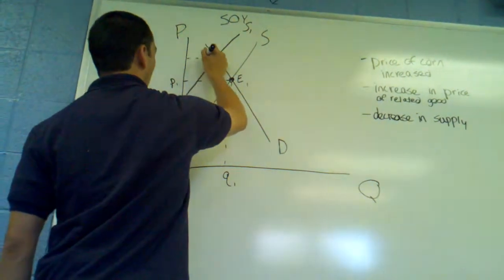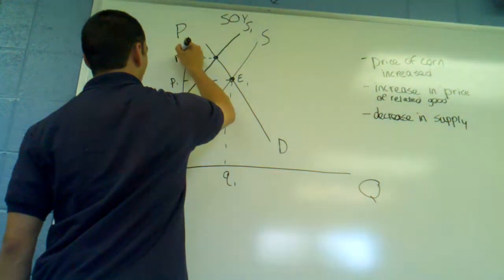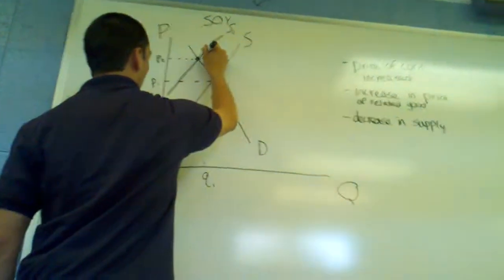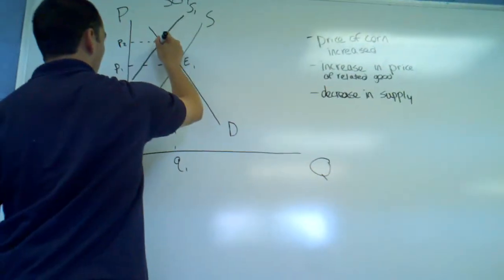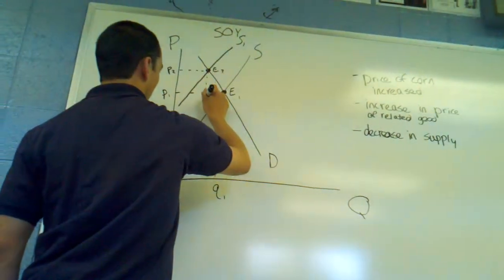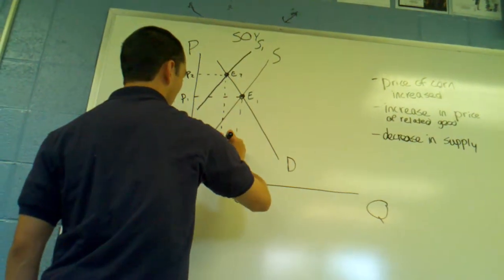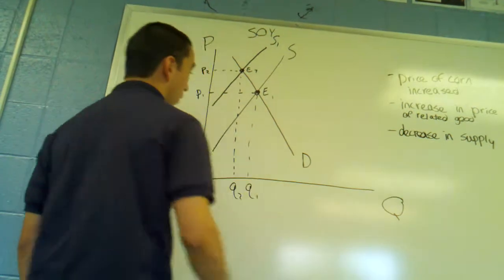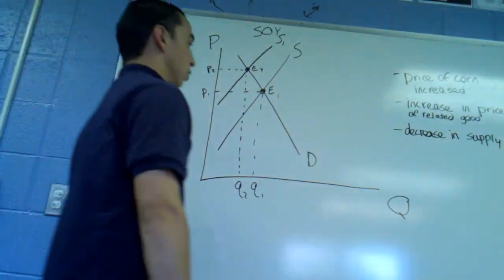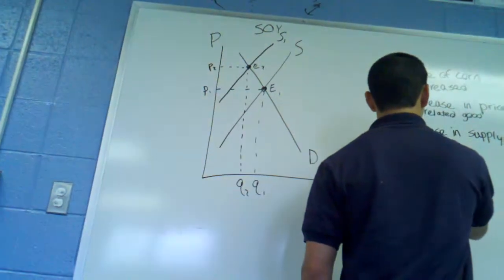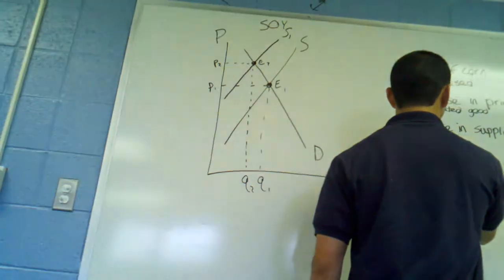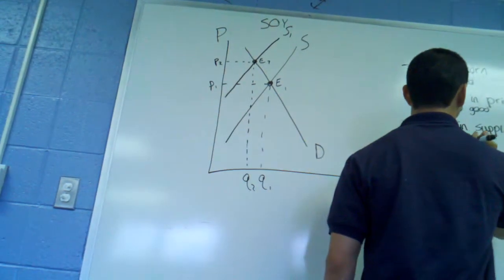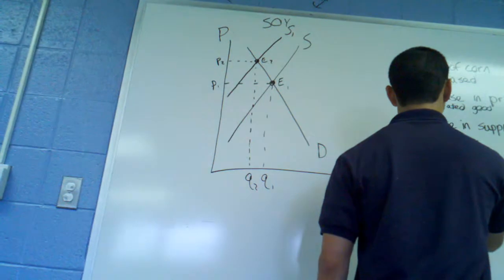So because of the ethanol policy, this is a totally different market, a secondary market affected here. We already found out what happens in the corn market. Well, what would happen in the soy market? Well, look what happens. At our new equilibrium, we're going to write down results. Price of soy goes up and quantity goes down. So price up and quantity goes down.